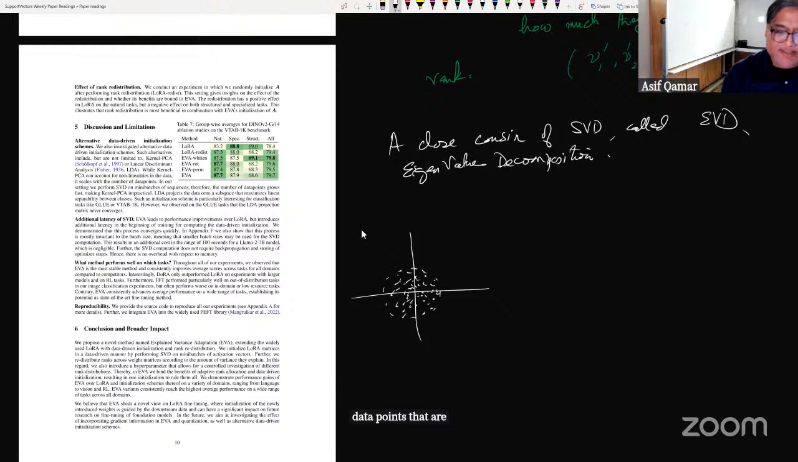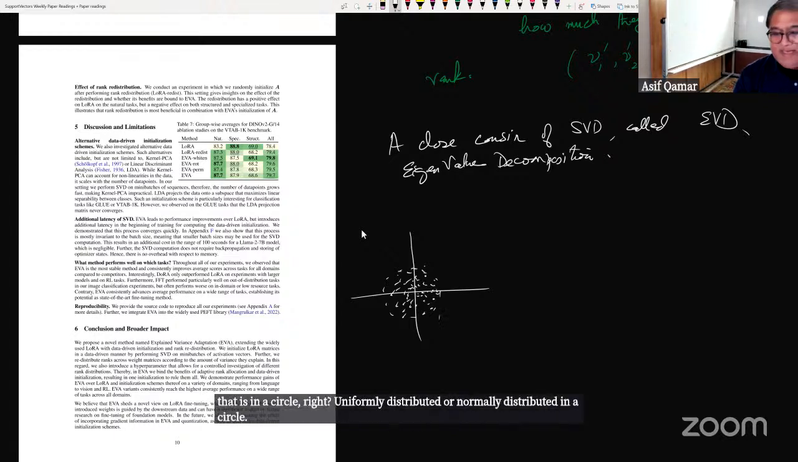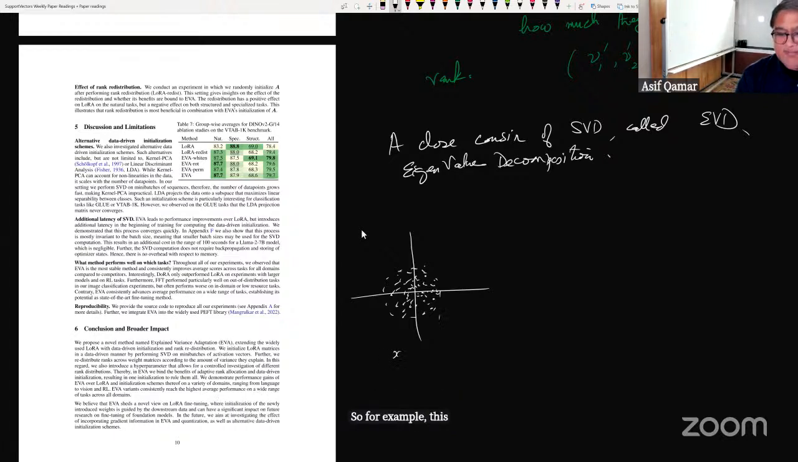Now you realize that this is basically data that is in a circle, right? Uniformly distributed or normally distributed in a circle, right? So for example, this could be X belonging to two dimensions, and it may be sampled from a two-dimensional bell curve, Gaussian, right? Two-dimensional normal distribution. Are we together? Or you could take a uniform distribution, whatever, it doesn't matter, right?